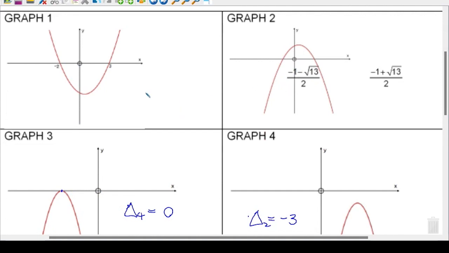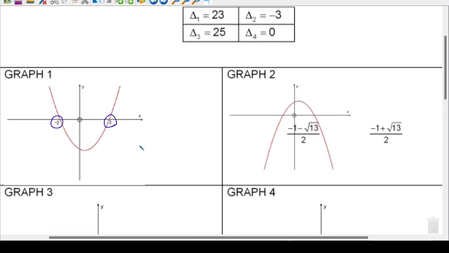Now the next two both have unequal roots, and they have roots, so delta is bigger than 0 for both of them. The difference being, though, is that graph number 1 has got rational roots, roots that can be written as a ratio of whole numbers, roots that either end or repeat. Those roots, rational roots, occur when we have a perfect square for delta. So that'll be our delta 3, which is 25. And the last one, by process of elimination, must be our delta 1, which is 23.